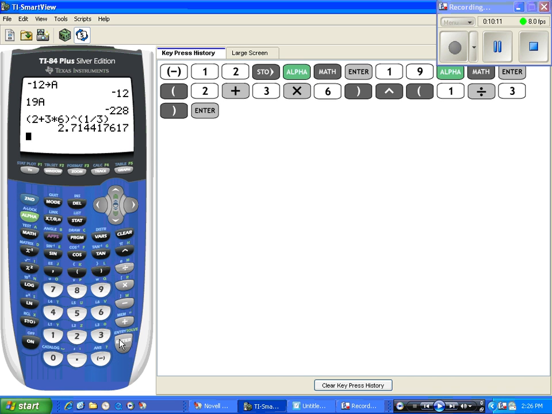Now that answer we're going to want to use in our next problem, which is 2 divided by that. So we can do 2 divided by second answer. There we go. And I'll grab the most recently calculated value and enter that.